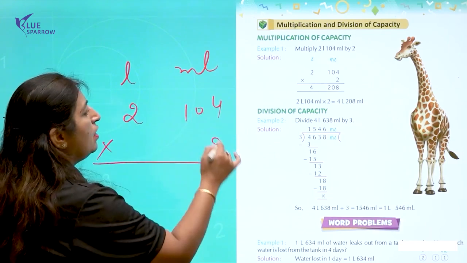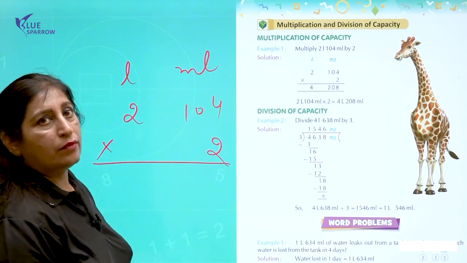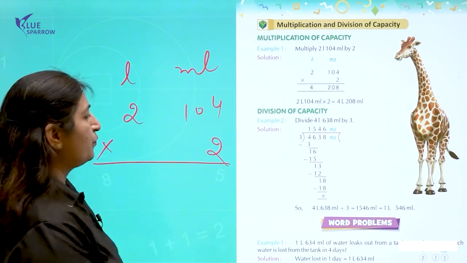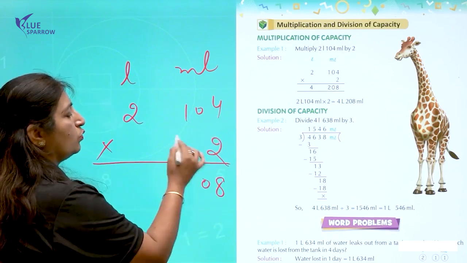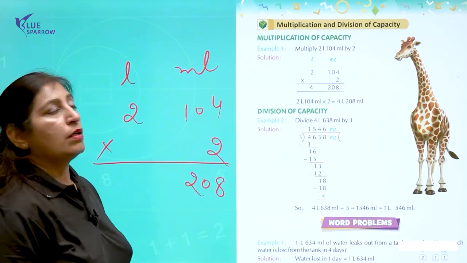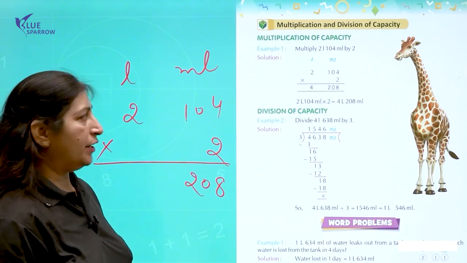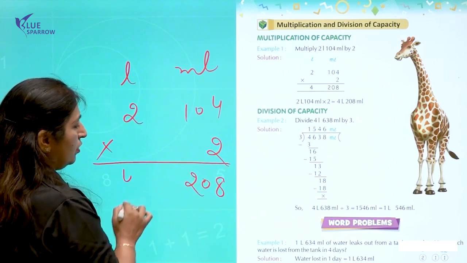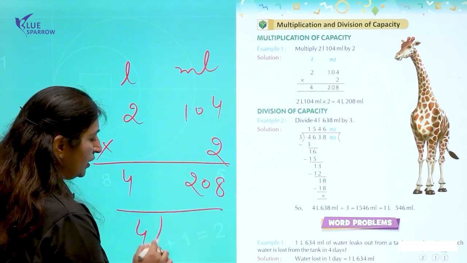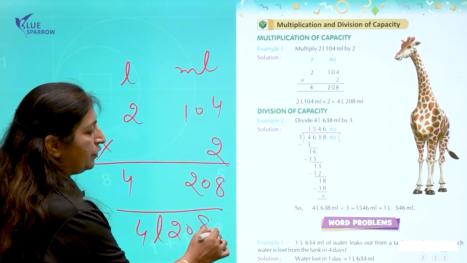So multiply milliliter by 2 first, and then we would multiply the liter by 2. 2 fours are 8, 2 zeros are 0, 2 ones are 2. So milliliters are 208. And now we multiply liter by 2, 2 twos are 4. So your answer is 4 liter 208 milliliter.